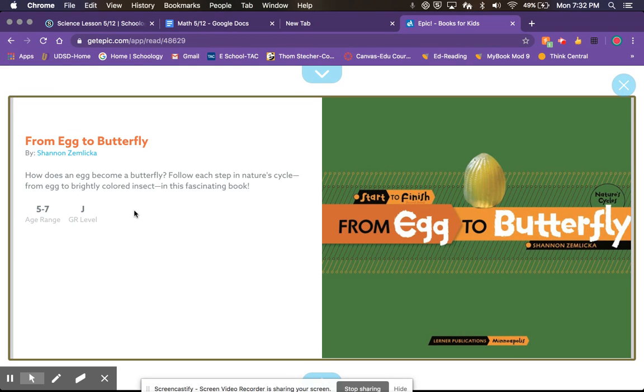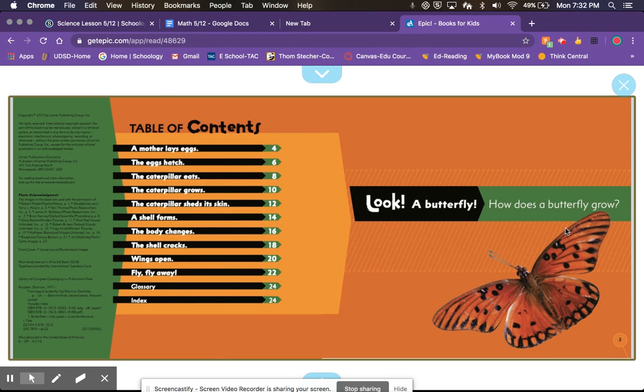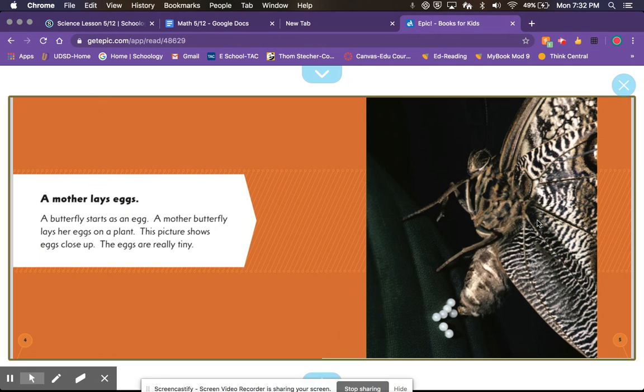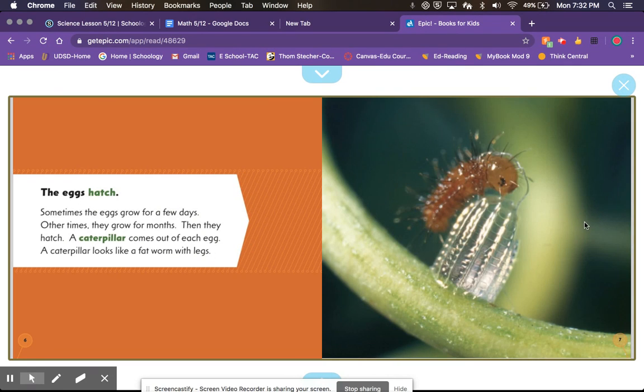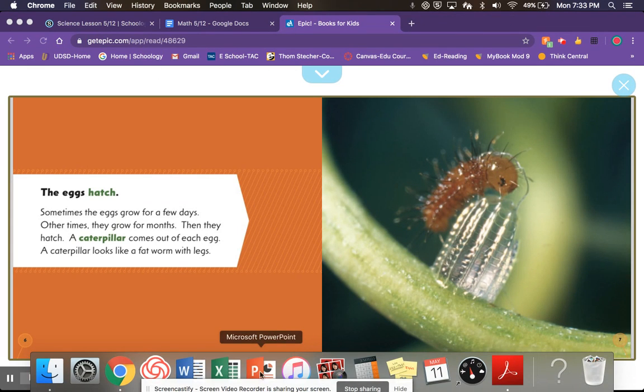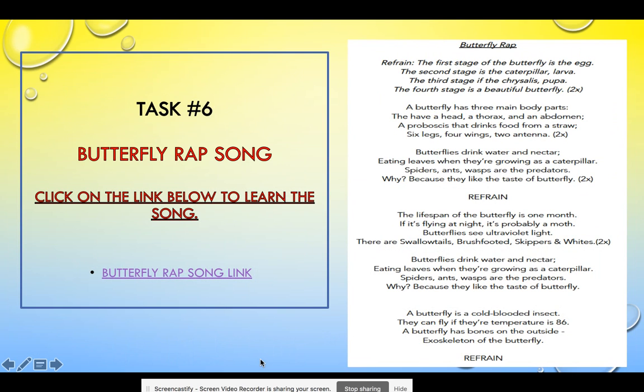How does an egg become a butterfly? Look around, table of contents. You just click to turn the pages. All right, you just click on it and it'll go to the very next page. You'll see how the arrow changes. All right, sometimes the eggs grow for a few days. These are very, very tiny. We didn't have our magnifying glasses to see how little, but this one will show you in their photographs. Okay, back into here, and here's your rap song.